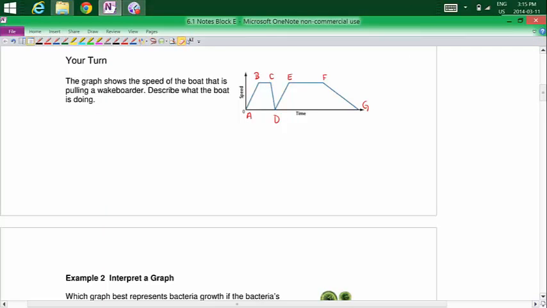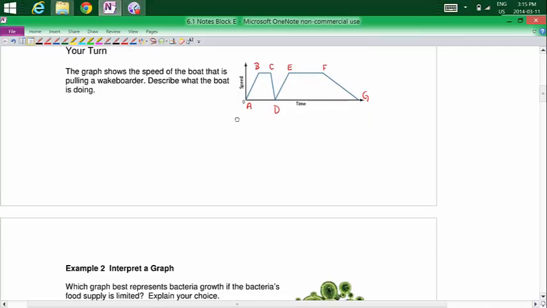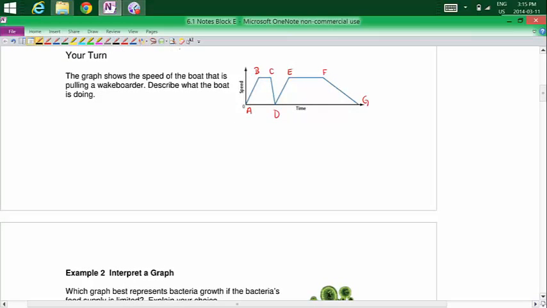All right, as you can see, I have split the graph up into its parts: A, B, C, A to B, B to C, C to D, D to E, E to F, and F to G. And this particular graph shows the speed of the boat that is pulling a wakeboarder as compared to time. So we're going to compare speed with time this time. And you've been asked once again to describe what the boat is doing.